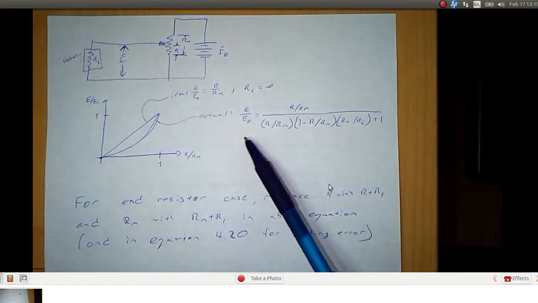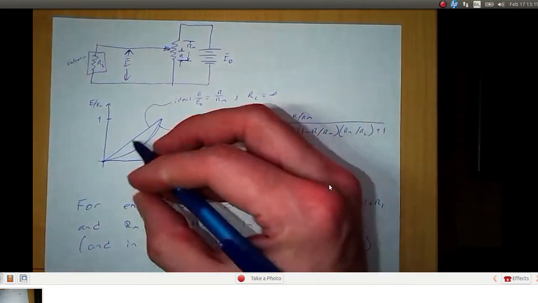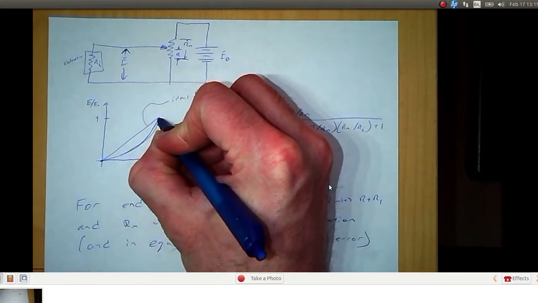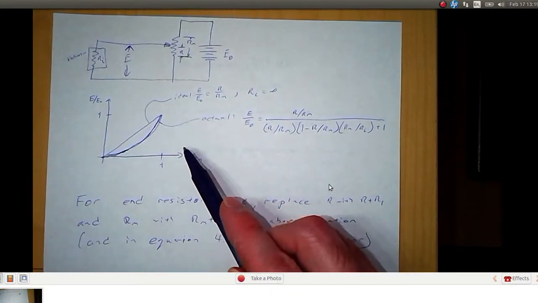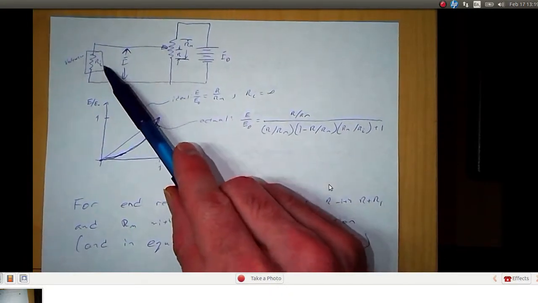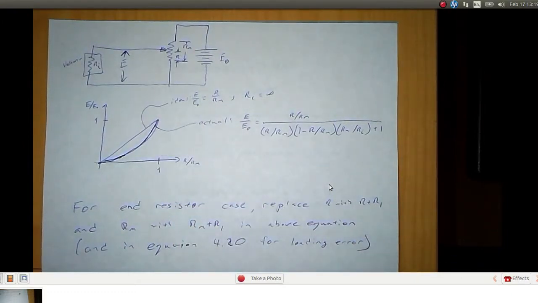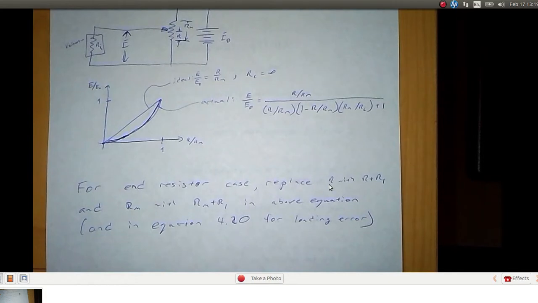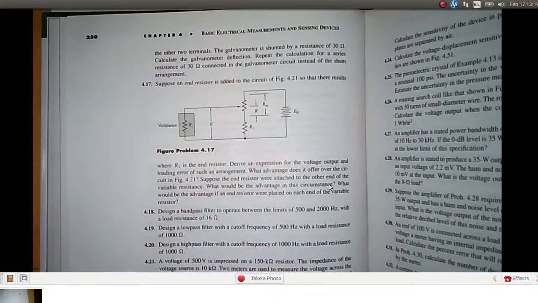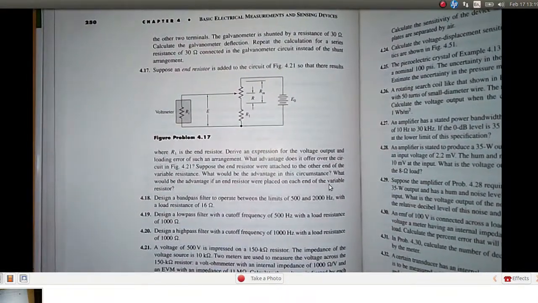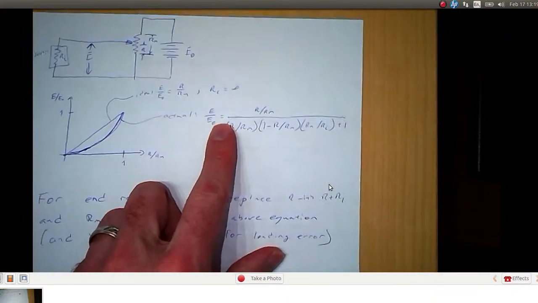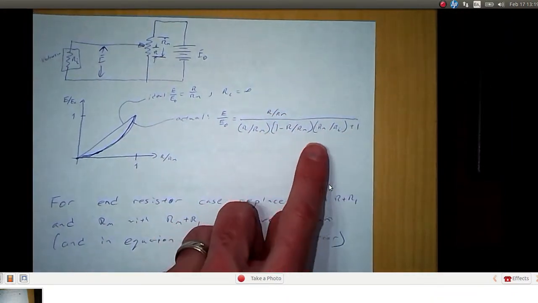But what actually happens is we get this curve. So that's a nonlinear relationship. Let me draw that in a little darker. And this is the actual ratio of the voltages, E over E0, that we get when we have some finite input impedance in our voltmeter. Now, the problem in the book, 4.17, says what happens if we put an extra resistor R1 here. And first of all, it asks you to find an expression for the output voltage. So here is the expression for the original case, output voltage, R over Rm and Ri.